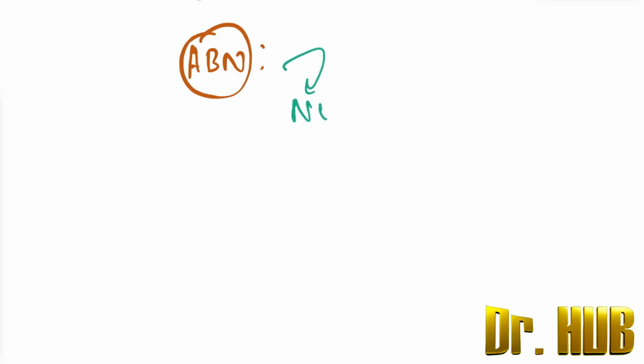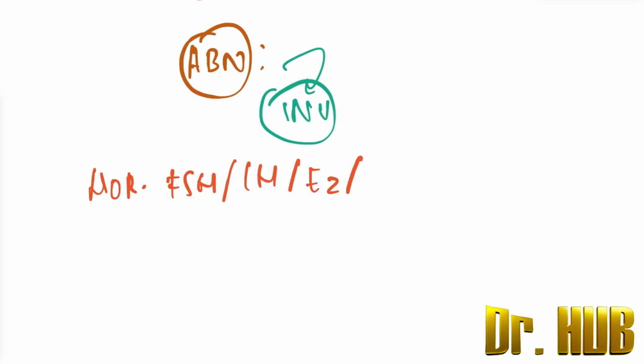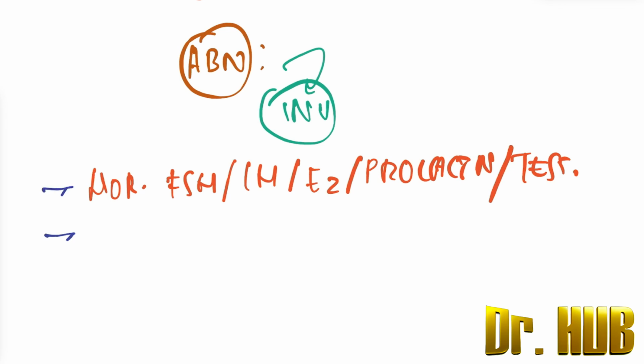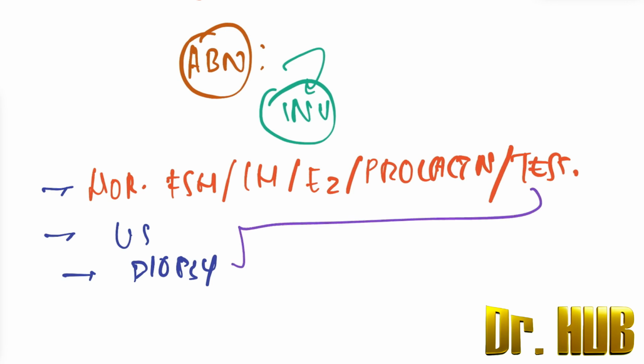Now, on the contrary, let's look at the abnormal findings. Under the abnormal findings, there are the investigations. In investigations, we look for hormonal FSH, LH, E2, as well as prolactin. Then comes testosterone. Then we also go for the ultrasound and the biopsy. Then we go for the correction, then the failure.